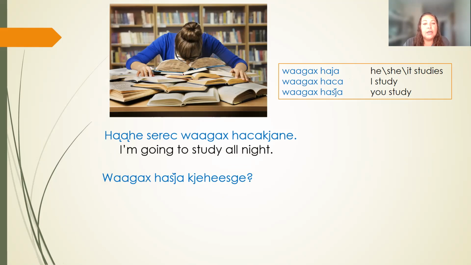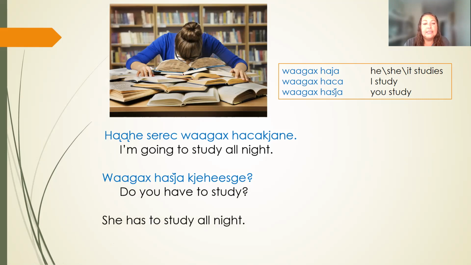Second sentence, waagax hashjak jeske. All right, who are we talking about? Let's look up in our box here. Waagax hashja is you study. And then remember, we were talking about the difference between kjene, kjeske. Okay, kjeske means has to or have to. So do you have to study? Is the question here. Waagax hashja kjeske.